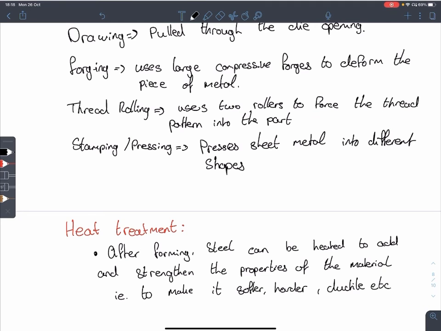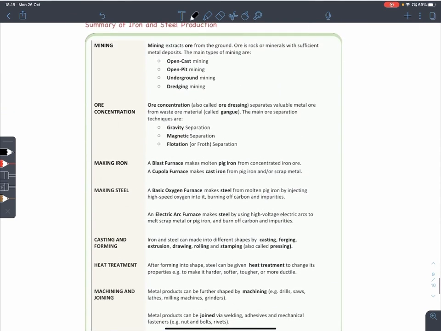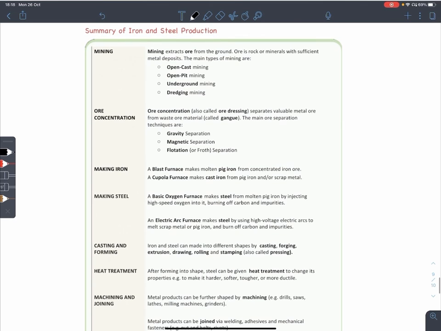Now, after forming, steel or iron can be heated to strengthen or give the metal different properties, i.e. to make it softer, harder, more ductile. So you need to know that as well. So that's that. There is a summary of the production of iron and steel.